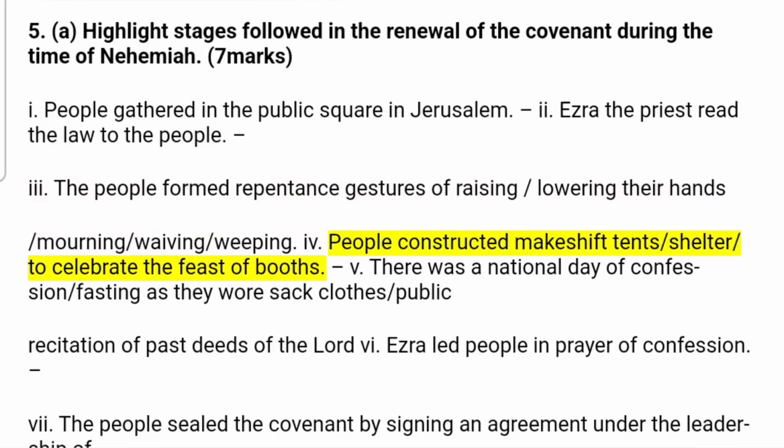4. People constructed makeshift tents for shelter to celebrate the Feast of Booths. 5. There was a national day of confession and fasting as they wore sackcloth in public. 6. Recitation of the past deeds of the Lord. 7. Ezra led the people in a prayer of confession.